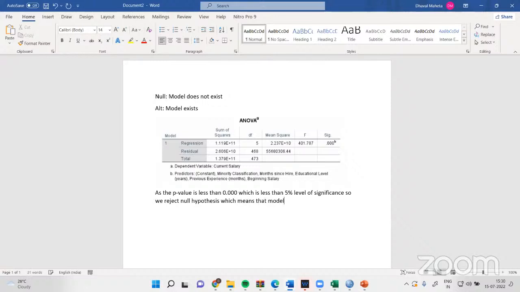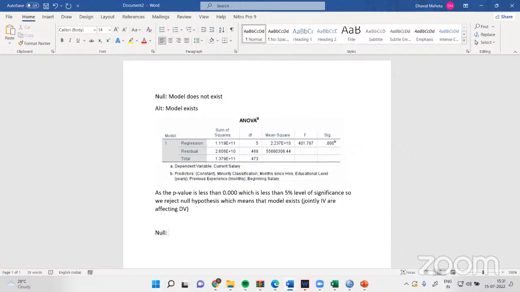Or in other words, jointly, the independent variables, IV, are affecting the dependent variable, DV. Okay. Now, null for the T test.